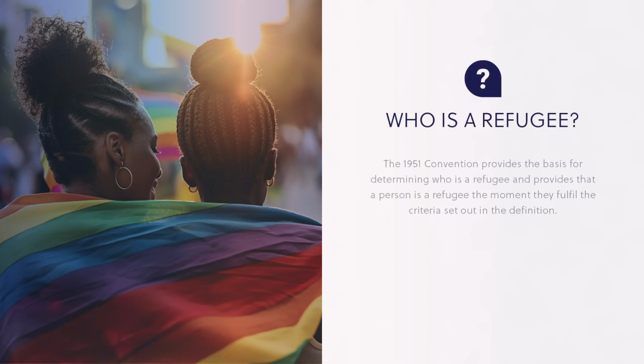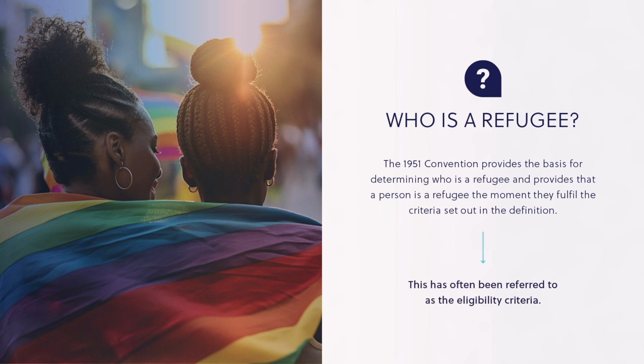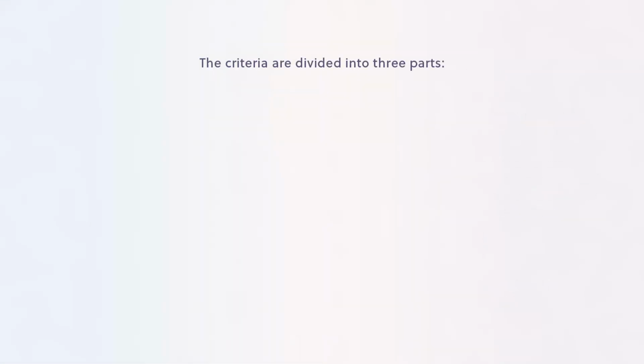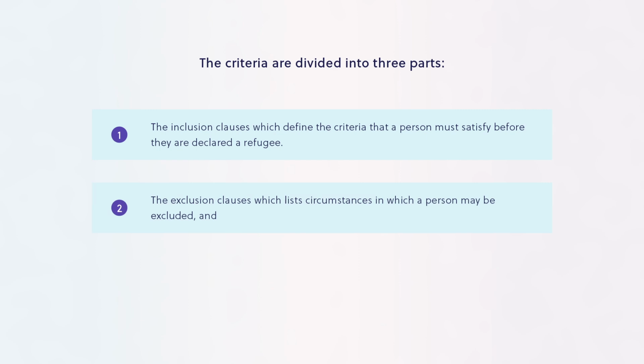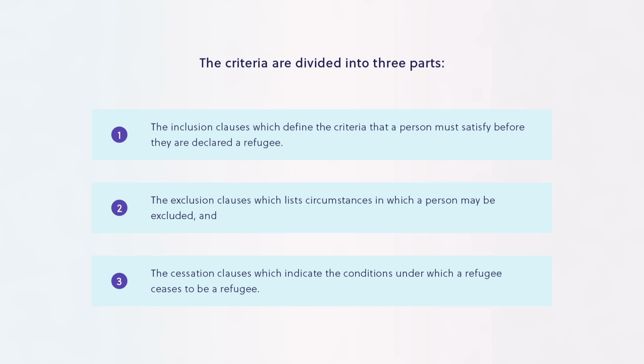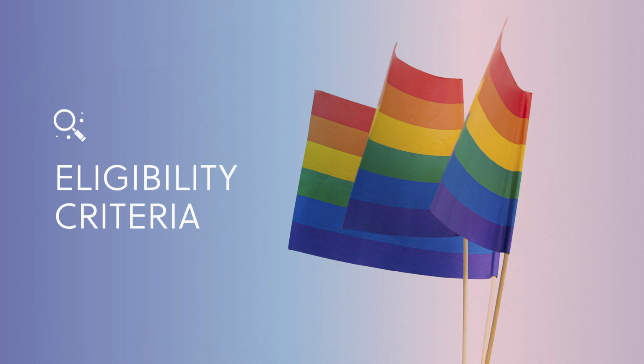Who is a refugee? The 1951 Convention provides the basis for determining who is a refugee and provides that a person is a refugee the moment they fulfill the criteria set out in the definition. This has often been referred to as the eligibility criteria. The criteria are divided into three parts. The inclusion clauses, which define the criteria that a person must satisfy before they are declared a refugee. The exclusion clauses, which list circumstances in which a person may be excluded, and the cessation clauses, which indicate the conditions under which a refugee ceases to be a refugee. Eligibility criteria.